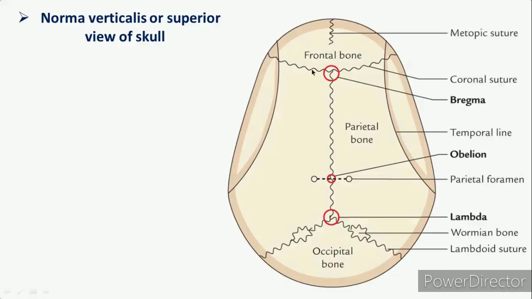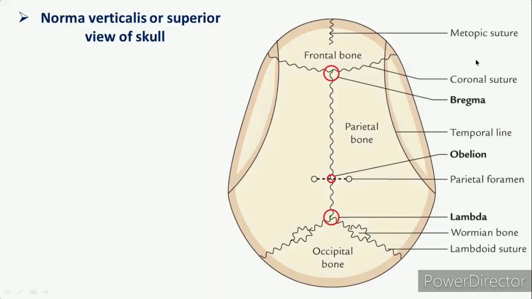Now norma verticalis, in another figure, some points. This is the bregma. Bregma is the meeting point of the coronal suture and the sagittal suture. Another point, the obelion, is present in between the two parietal foramina. Lambda is the meeting point of the sagittal suture and the lambdoid suture. This is the lambdoid suture that is present between the parietal bone and the occipital bone.